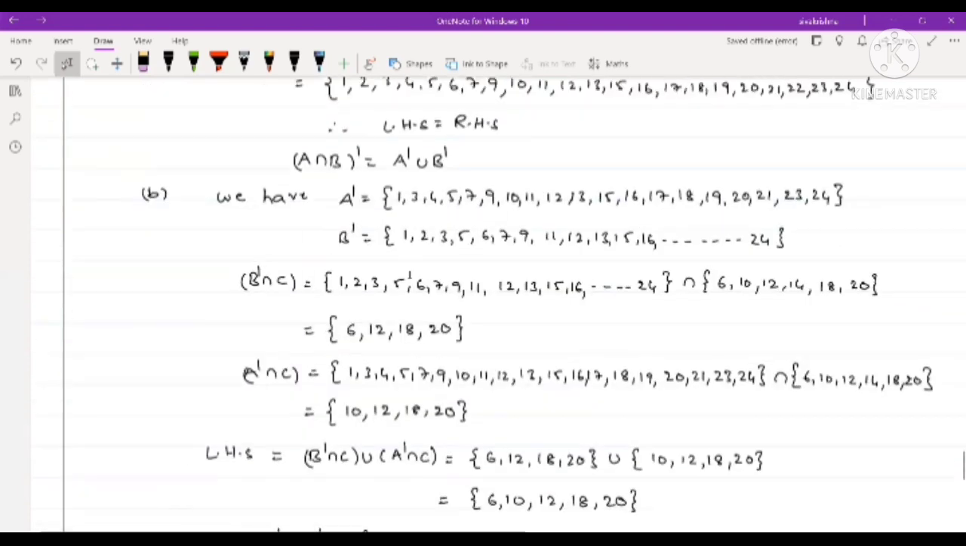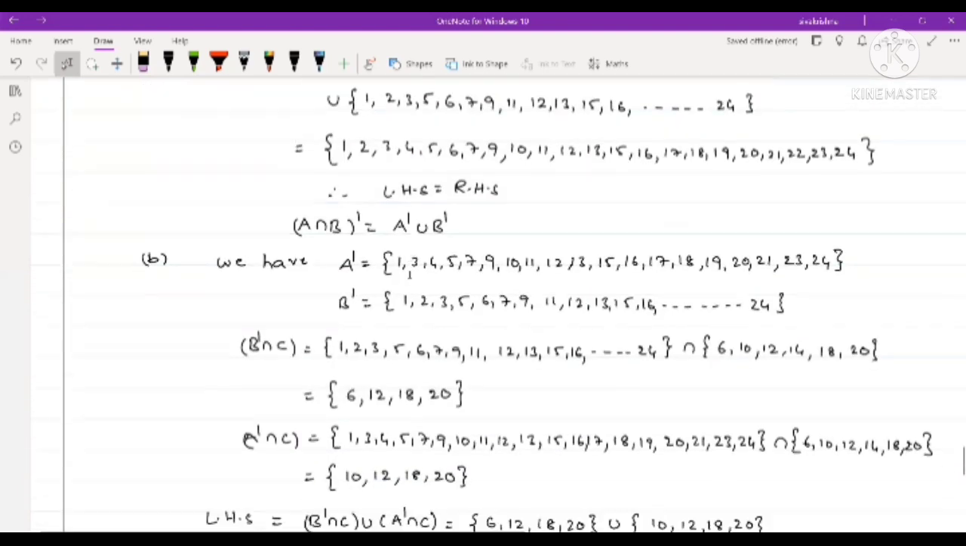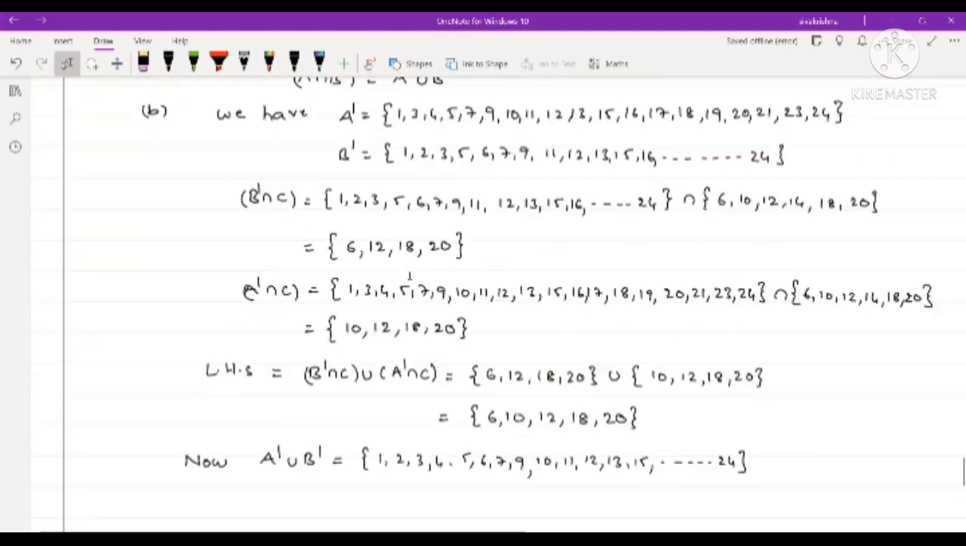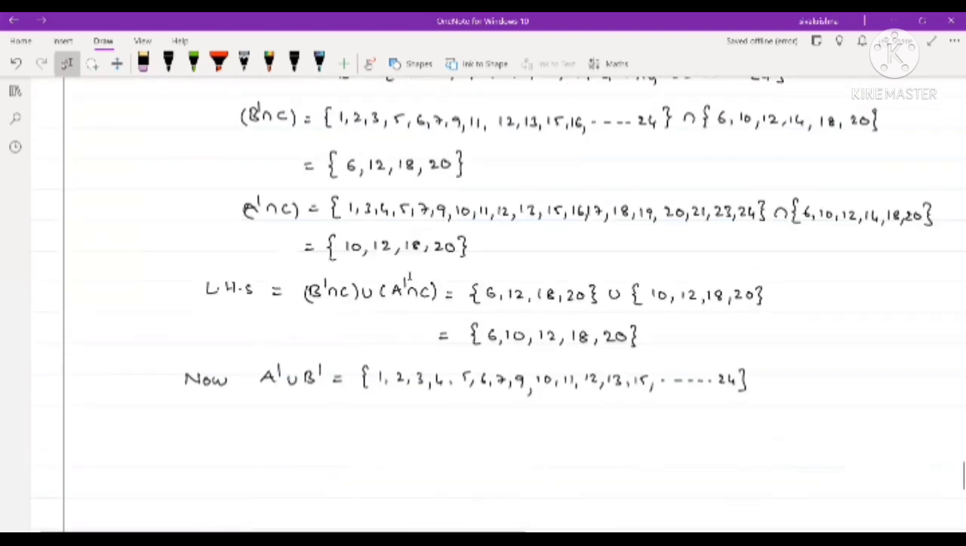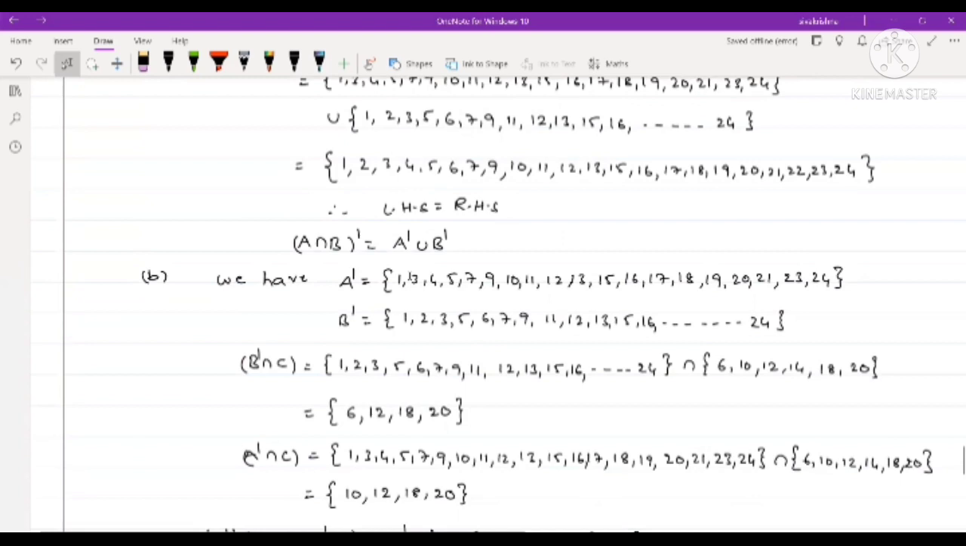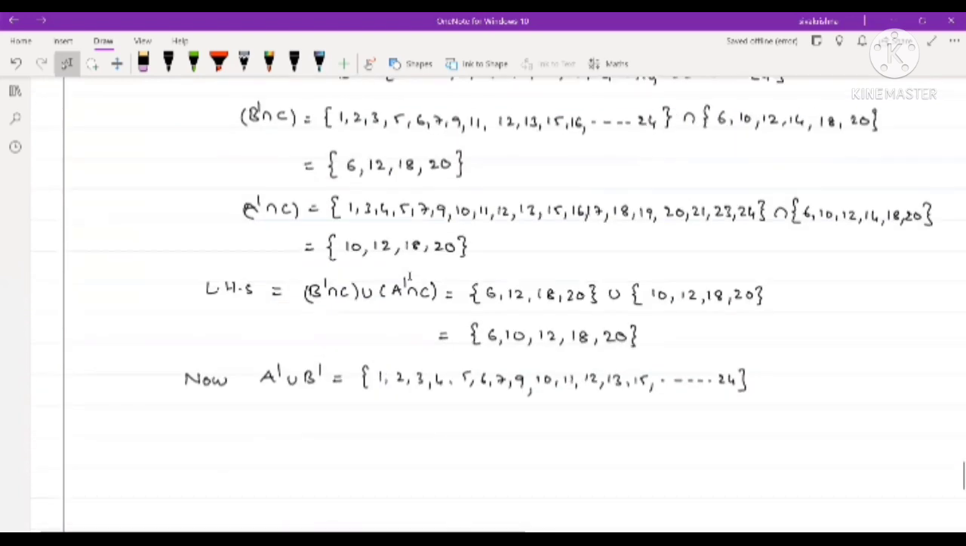Once again we are going to check once. 1, 2, 3, 4, 5, 6, 7, 9. Yes, 6, 7, 9, 10, 11, 12, 13, 15, 16, 17, 18, 19 up to 24 we are having. Yes, we have written up to 24. This is the set A dash union B dash. Now we have to find the RHS value. So the RHS value is C intersection A dash union B dash.